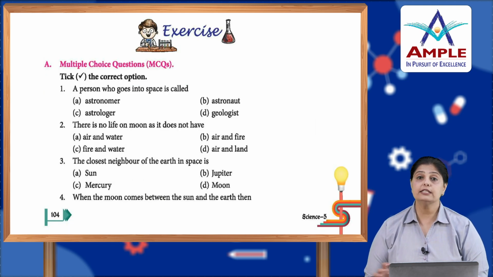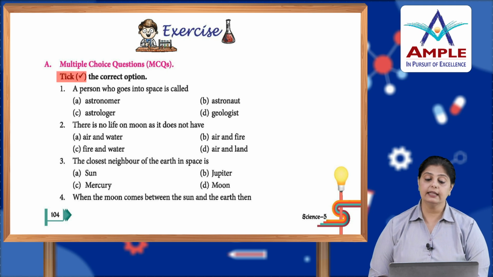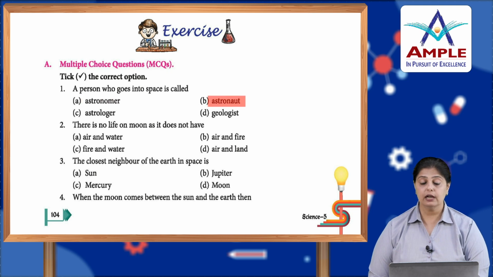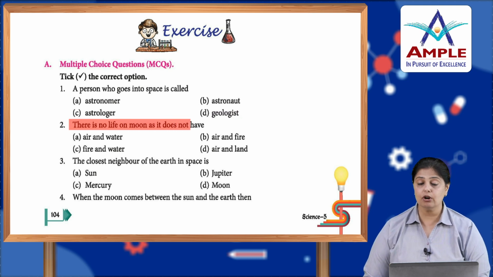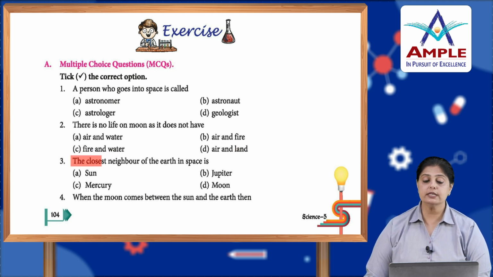Now, let's do the exercise quickly. Take the correct option. A person who goes into space is called an astronomer, astronaut, astrologer, or geologist. It is the astronaut. There is no life on the moon as it does not have air and water, air and fire, fire and water, or air and land. It is because of no air and water. The closest neighbor of the earth in space is the Sun, Jupiter, Mercury, or the moon. It is the moon.